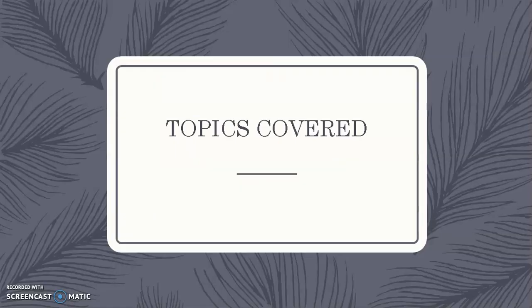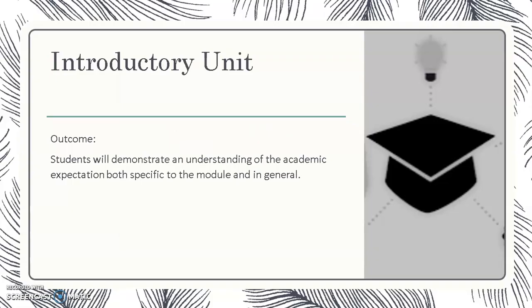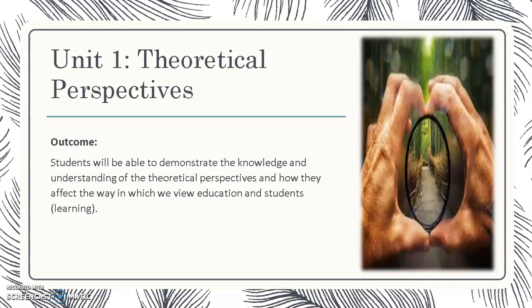Okay, so which topics will we be covering for this module? We'll start firstly with the introductory unit, and the outcome of the introductory unit, hopefully, is for you to understand the academic expectations of the module, just to give you a general overview, which is what this video is part of. For Unit 2, we'll be looking at the theoretical perspectives. What we'd hopefully be able to do at the end of this unit is to demonstrate the knowledge and understanding of the various theoretical perspectives and how they affect the way in which we view education and students.